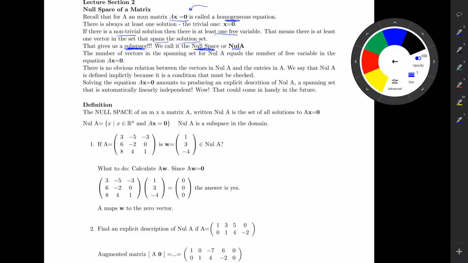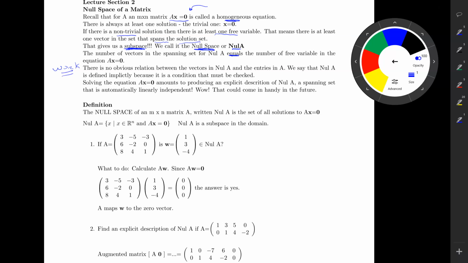So the number of vectors in the spanning set is equal to the number of free variables, and we'll see that illustrated. So when we find the vectors in null A, we say that null A is implicitly defined because it takes a lot of work. It takes a lot of work to find null A, to find those free variables, to set up the vectors. When we turn the page, we're going to find something else called the column space of A, and that's going to be a lot easier to find. But null A takes quite a bit of steps.